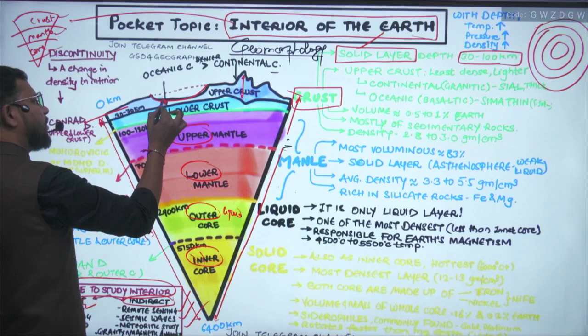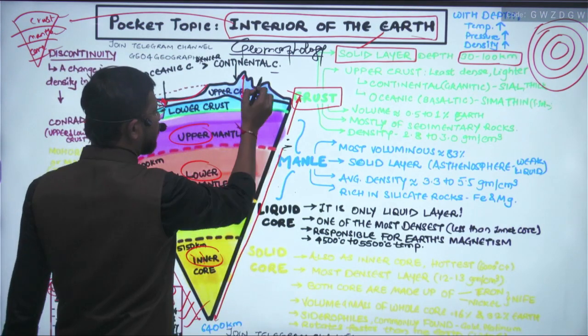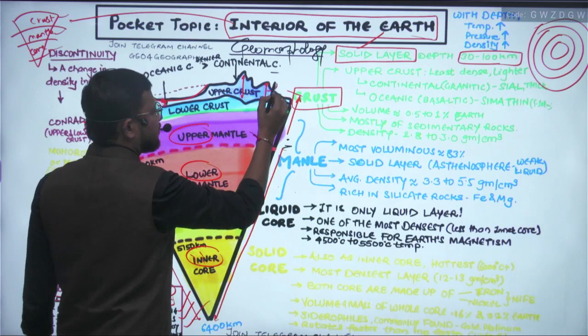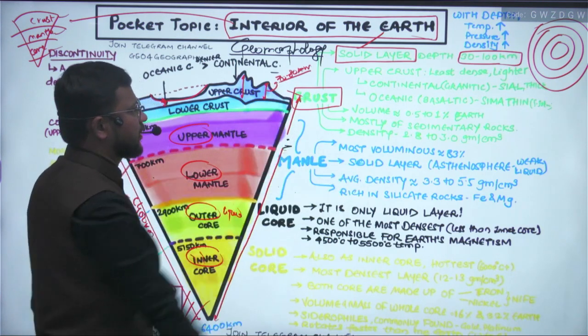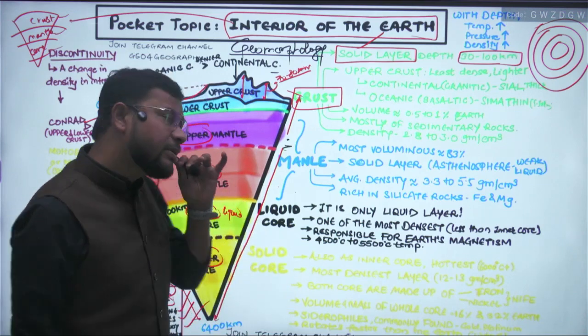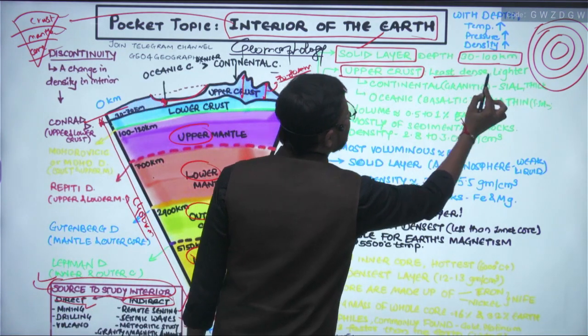If it forms a part of the ocean, its average depth will be 30 to 50 kilometers. But if it forms a part of the continental crust, then you will find that it ranges around 70 to 80 or possibly 100 kilometers as well, right? It depends. Then the second part of this crustal region, the upper crust, is the least dense and lightest.